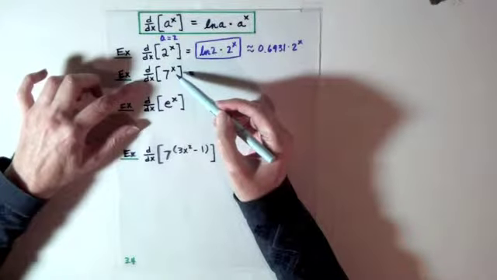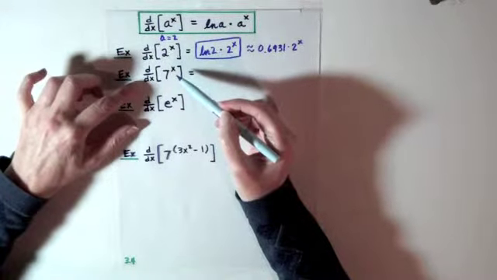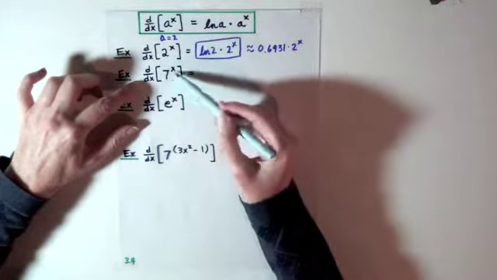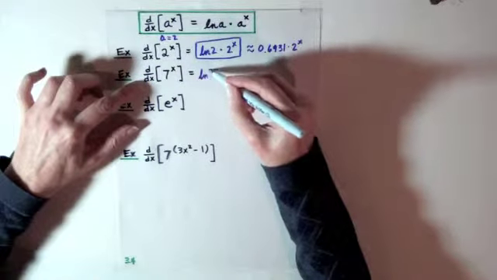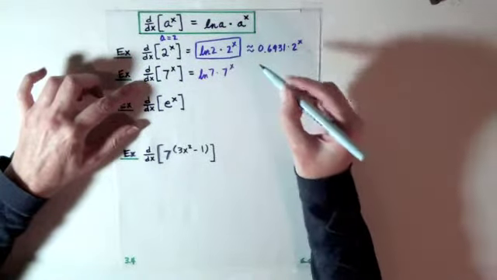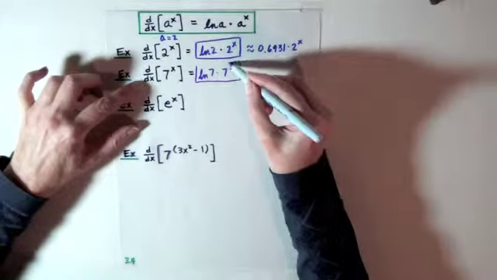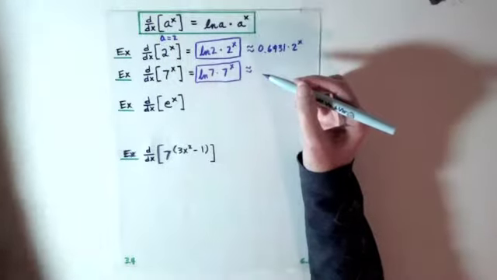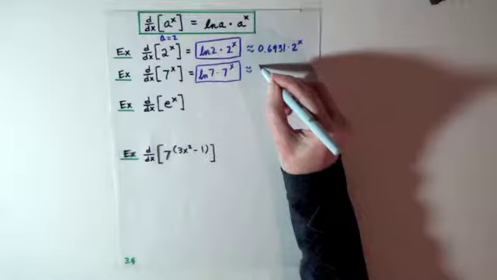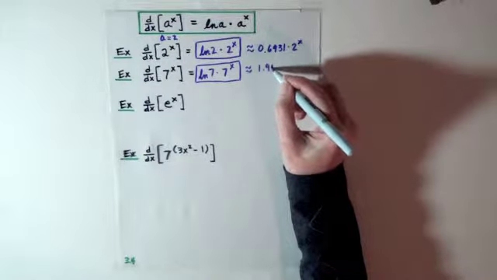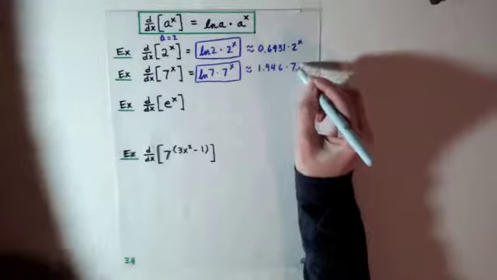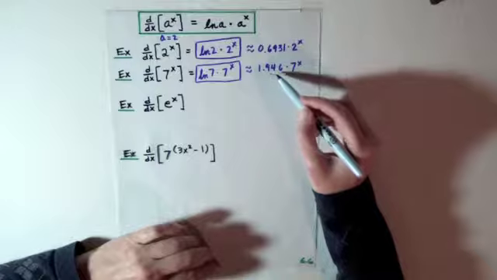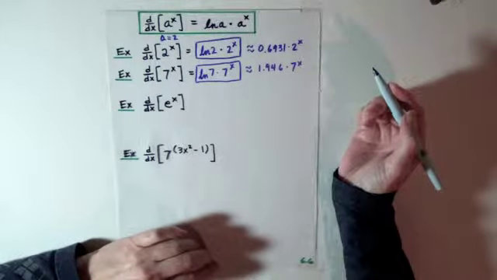Derivative of 7 to the x, what would that be equal to? Well, it's the same formula where instead of an a, I'm going to replace all my a's with my base, which is 7. So that would be ln of 7 times 7 to the x. And that's the exact answer to our problem. If you want to, you can throw 7 into your calculator and push your ln button, and ln of 7 is approximately the number 1.946. So the derivative of 7 to the x is roughly the function 1.946 times 7 to the x.